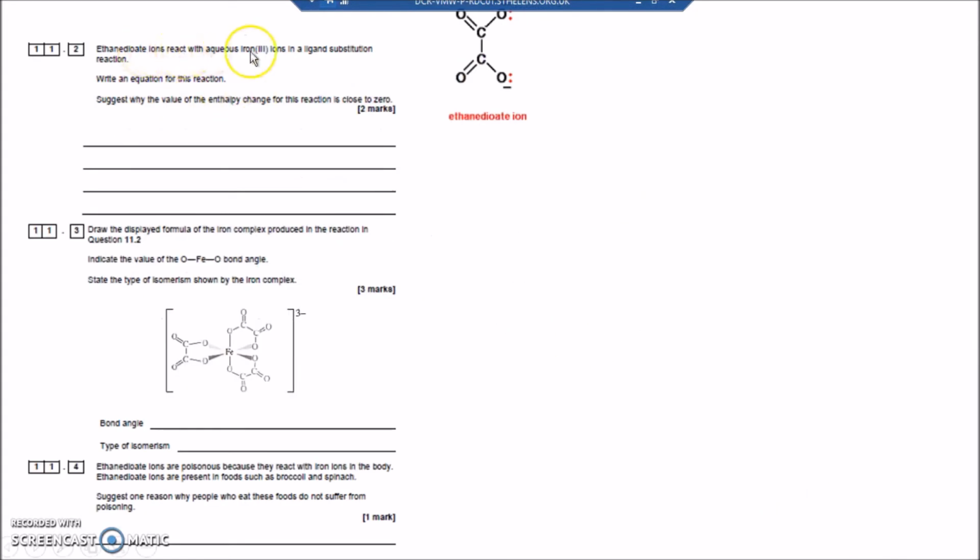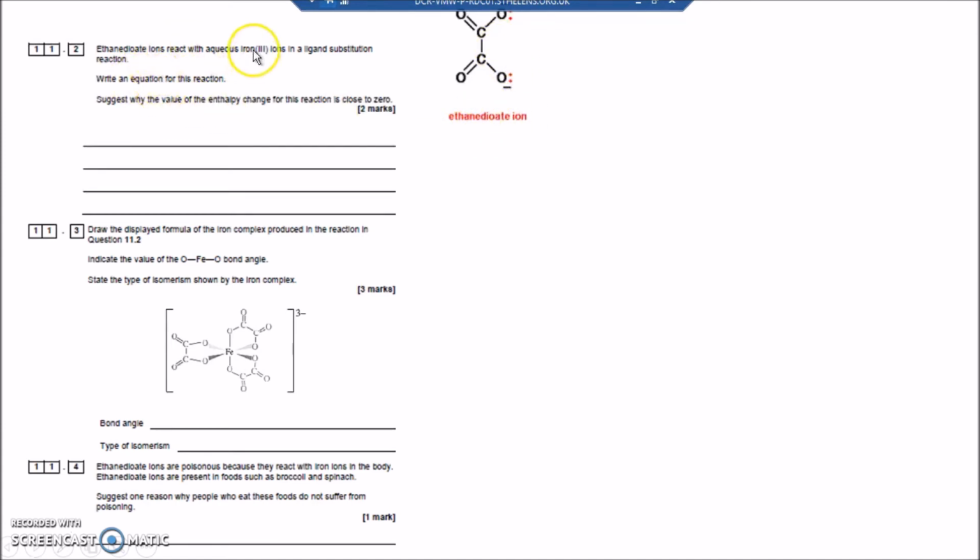Ethane dioate ions, we know that the C2O4 2- ions, so we know what they look like. They look like that: C, double bond O, double bond O, O-, and another O-, and each of the O's have got a pair of electrons on them. That's what it looks like. It's probably worth remembering what an ethane dioate ion looks like.